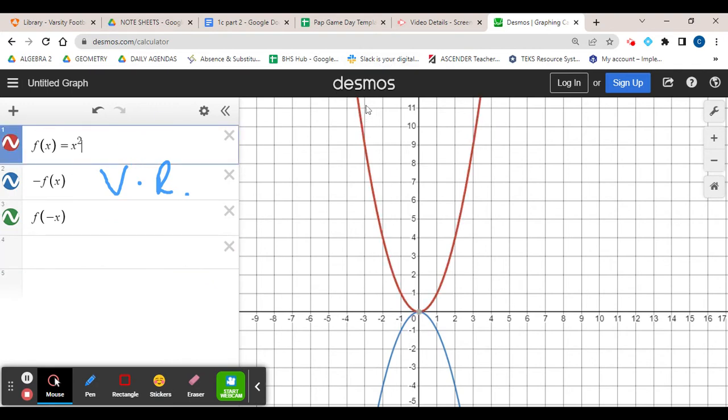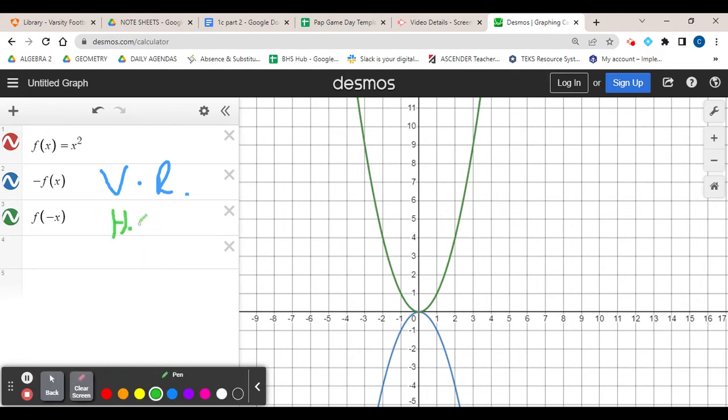So think about this for a minute. We have a quadratic right here, and we want to reflect it horizontally over the y-axis. Well, we see it's perfectly symmetrical right there. Perfectly symmetrical. So here we have a horizontal reflection.